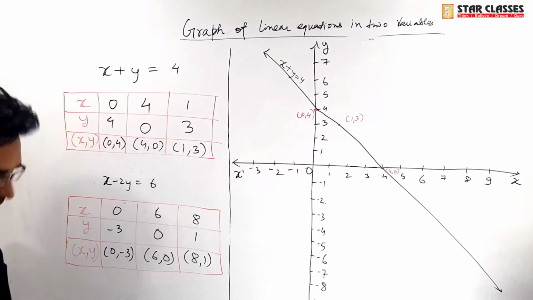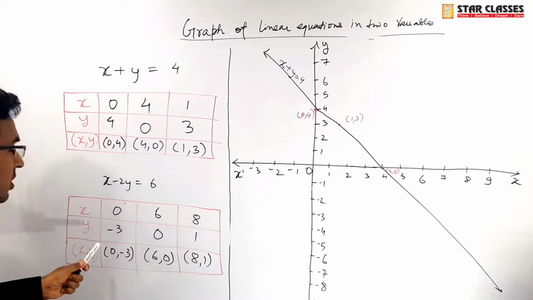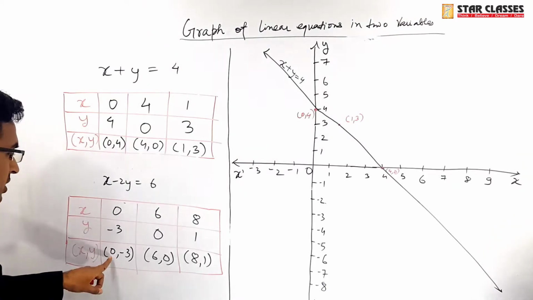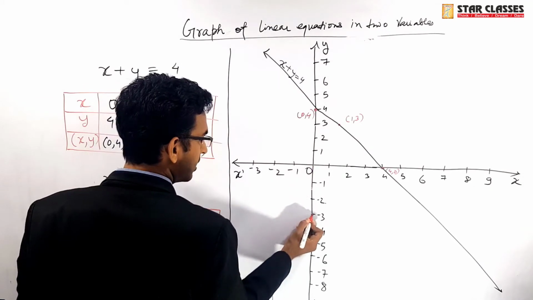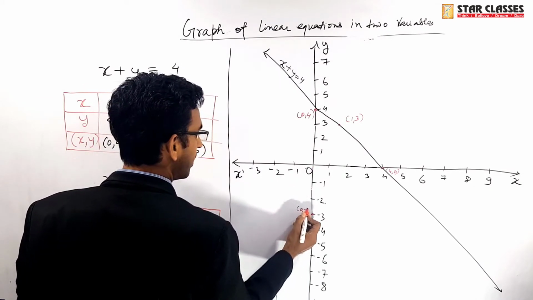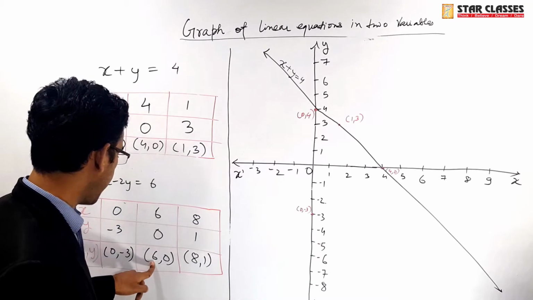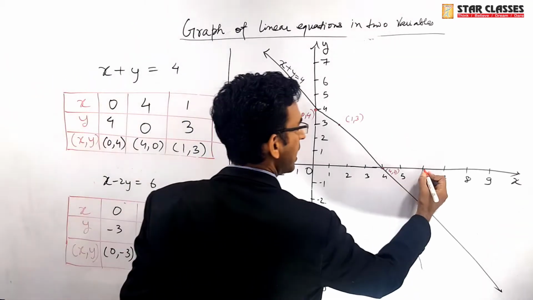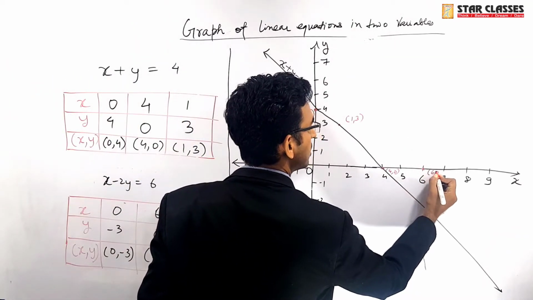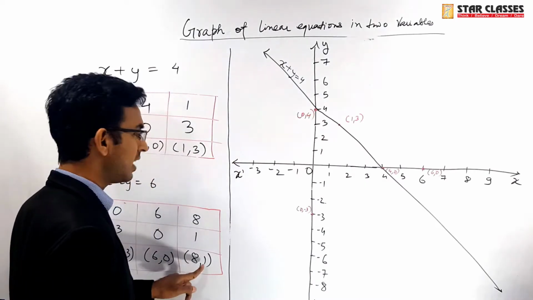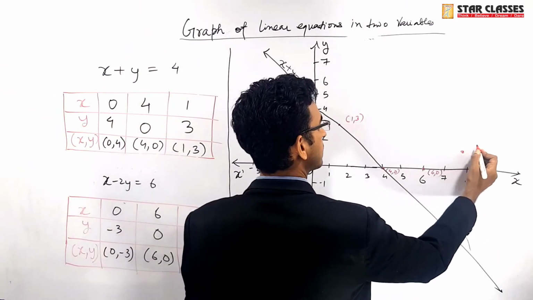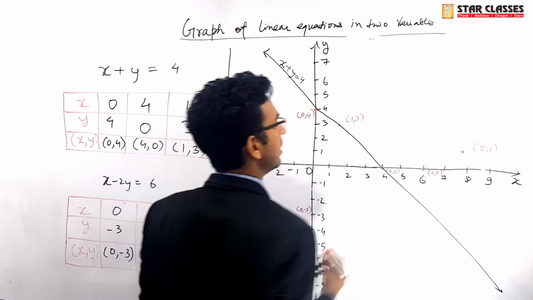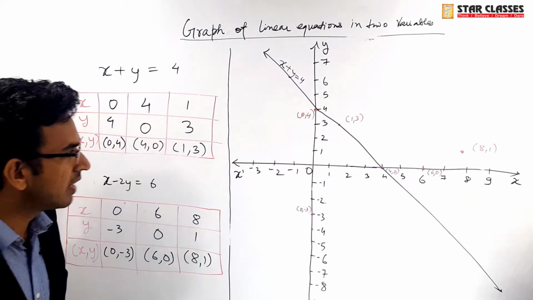Now, let's take another 3 points of the second equation. 0, minus 3. So x is 0, y is minus 3. x is 6, y is 0. And x is 8, y is 1. 8 and 1. Now again, let us draw a line.